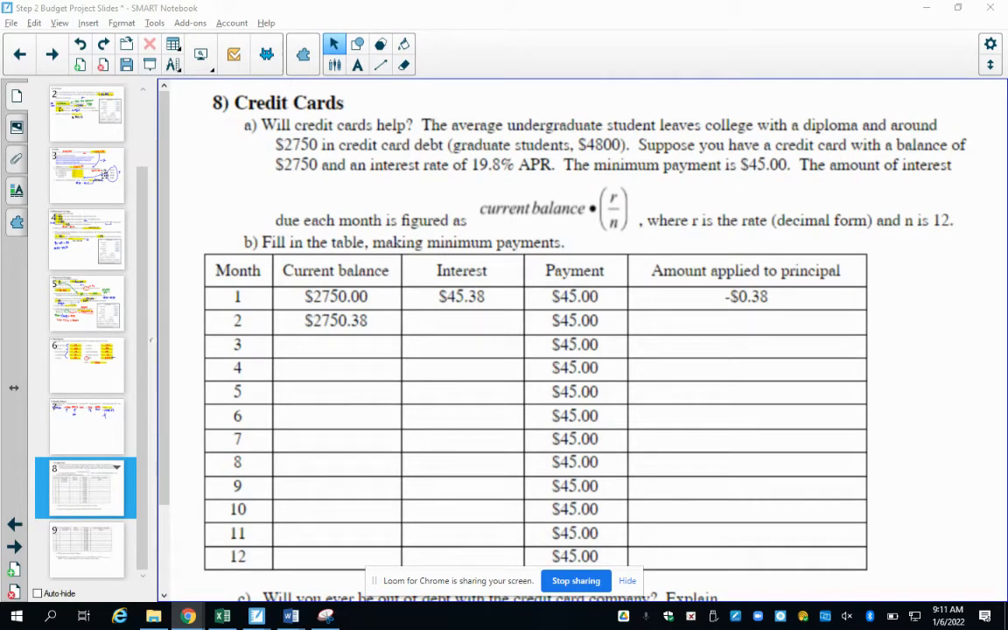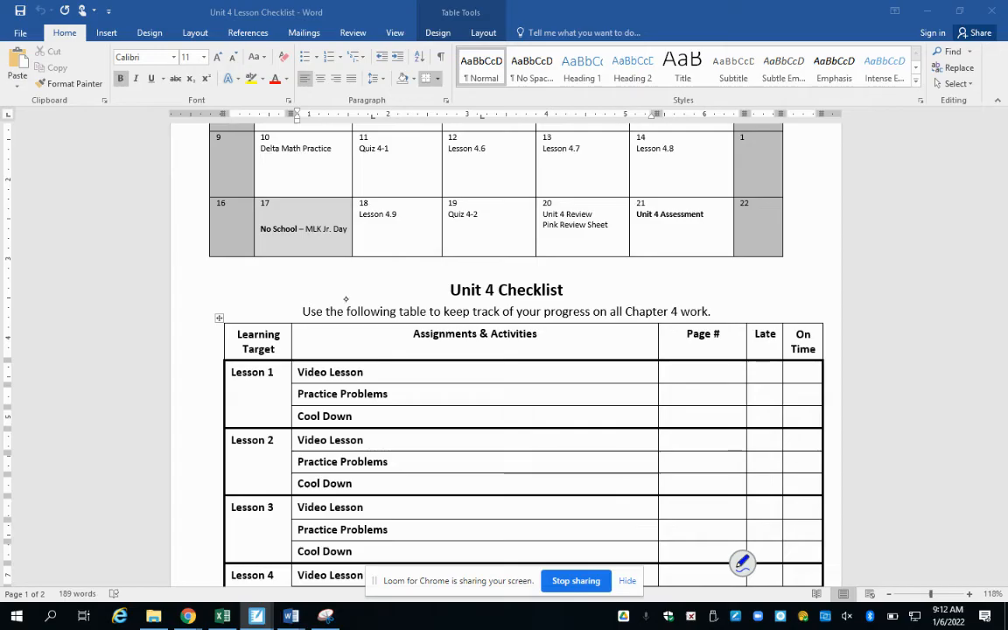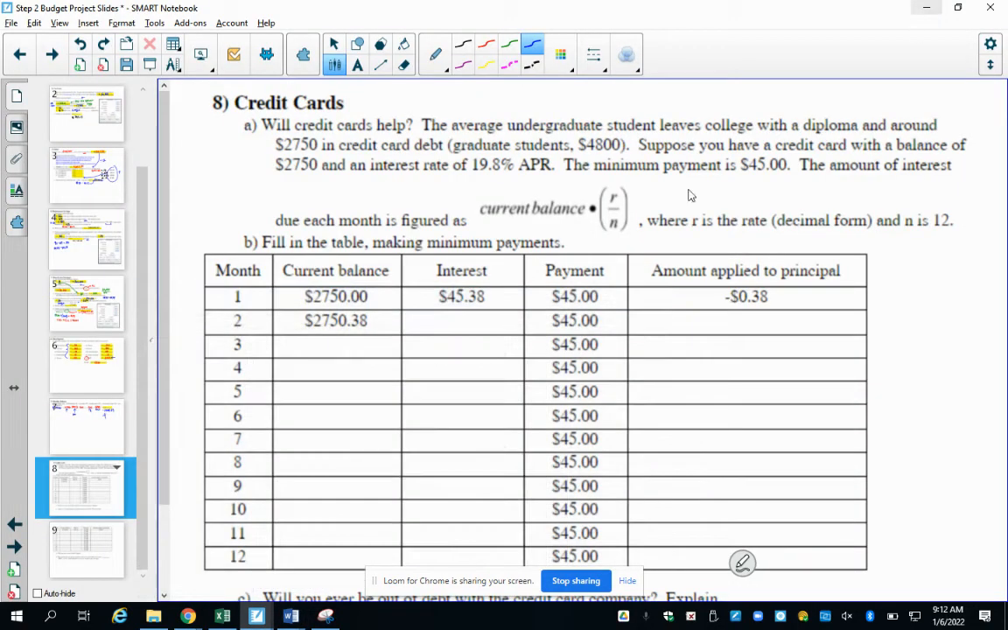Okay, so for the credit card portion, it's a little bit confusing how it's written. You have to make sure you understand what principal means. Principal is the original amount that you owe. So in this case, $2,750. You're borrowing it from the bank, or whoever your credit card company is.